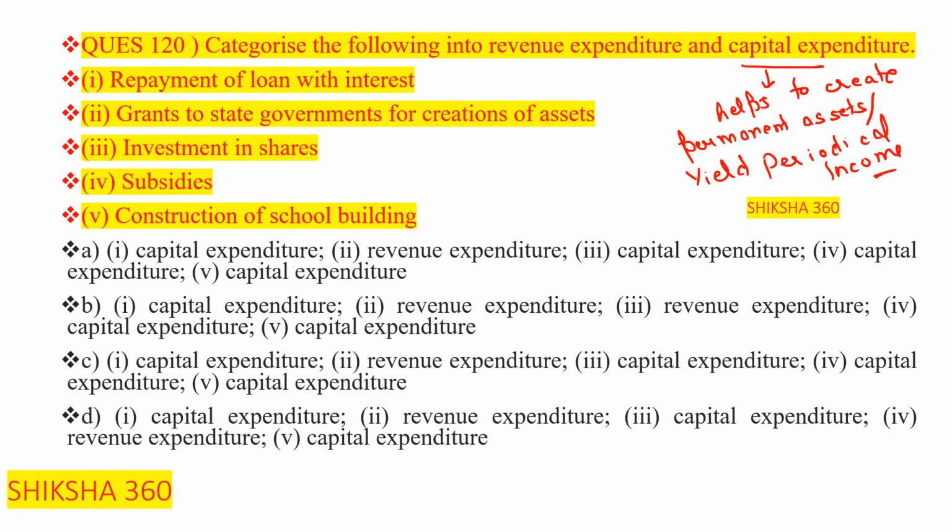So first one here, that is repayment of loan with interest. The first point which we have to discuss here is repayment of loan with interest. So basically it comes under what? Repayment of loan amount. Basically it is a capital expenditure.